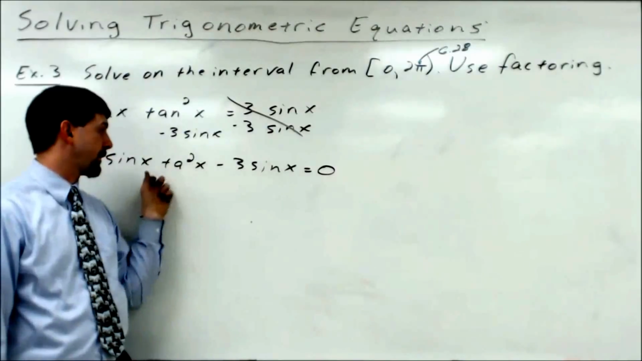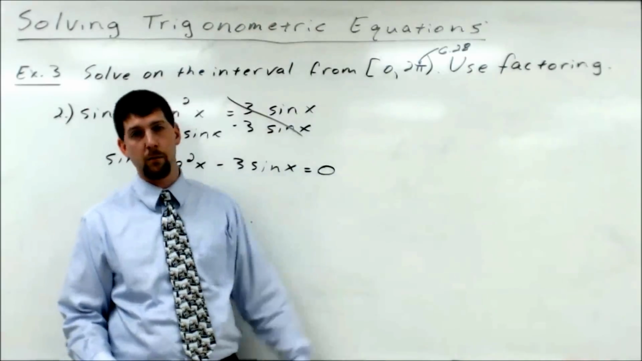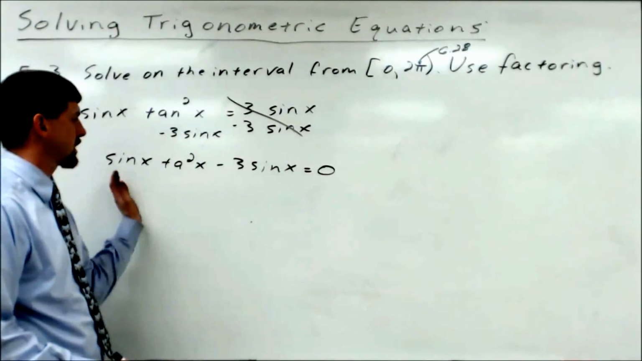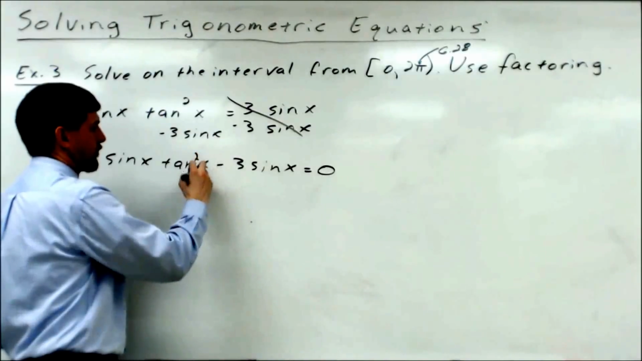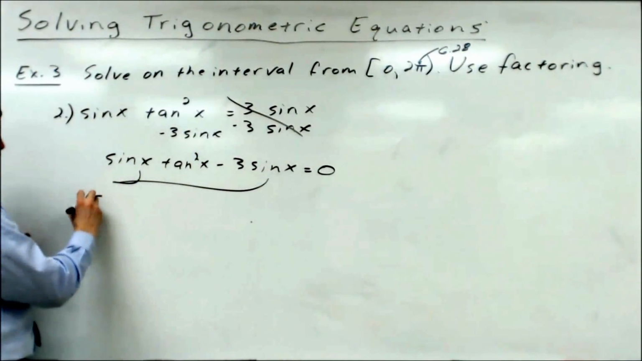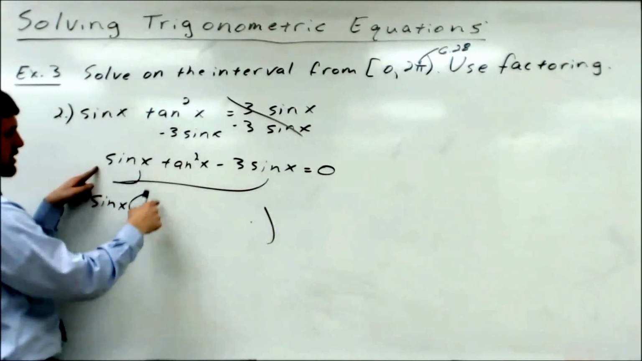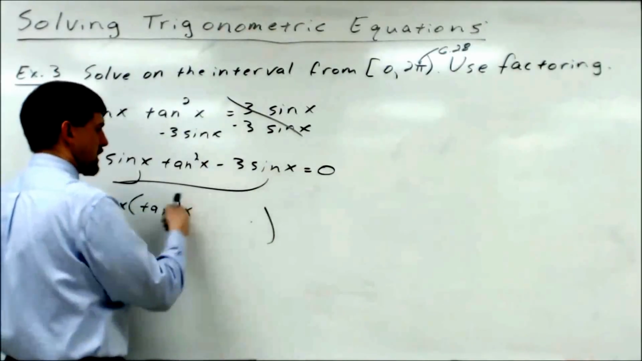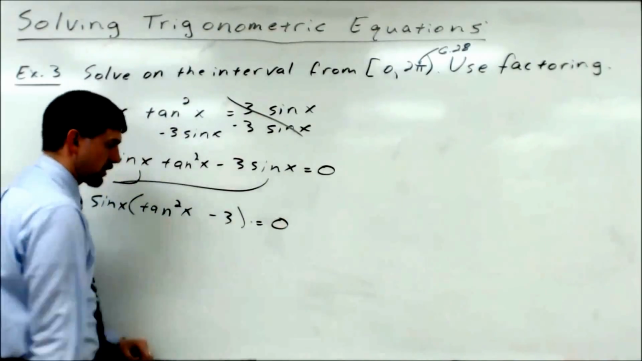Now, noticing that they do have something in common, we should see what we can factor, and that would be the common factor. What they have that's the same in each expression, and that would be a sine of x. So if I take my sine of x, pull it out of both terms, sine of x is gone, I'm left with tangent squared of x. Sine of x is gone, I'm left with minus 3 equals 0.